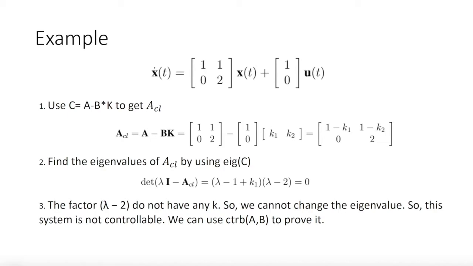As another example, you can see that for these systems, x dot equals A times x plus Bu, the closed loop system is A minus BK, which can be computed as here. We are going to find K1 and K2, where we take the determinant of lambda I minus the closed loop system.